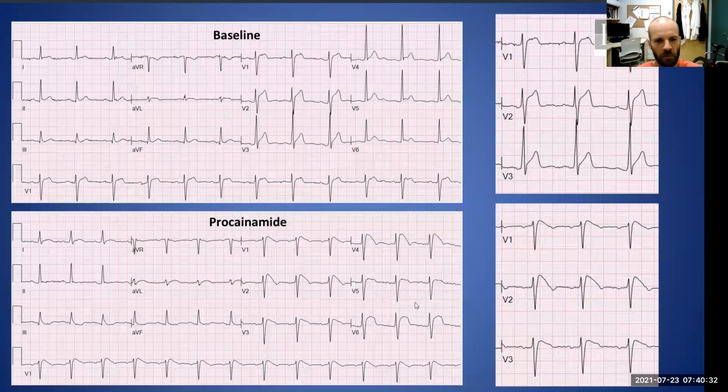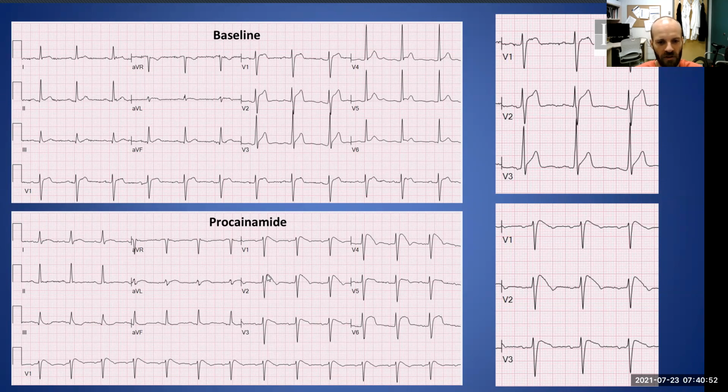So here's another example. Baseline 12-lead ECG. Here we haven't really got an awful lot to go on. The ST segments look a bit fishy here, but it's certainly not diagnostic of a type 1 pattern. But when we give procainamide, in this case, we've got a clear type 1 pattern.